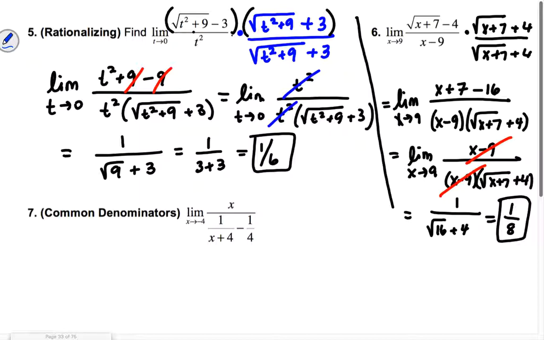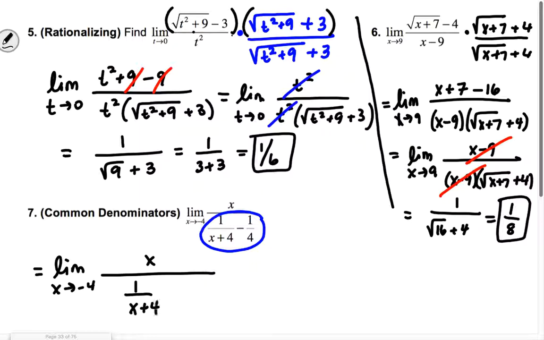So on the bottom, I want to combine these fractions by getting common denominators. So I'm going to multiply that first one. I still have x on top. I'm going to multiply the first one by 4 over 4, sorry. So 4 over 4. And I'm going to multiply that second one, that negative 1/4, by what? So I get common denominators. x plus 4 over x plus 4. Did you guys see that?